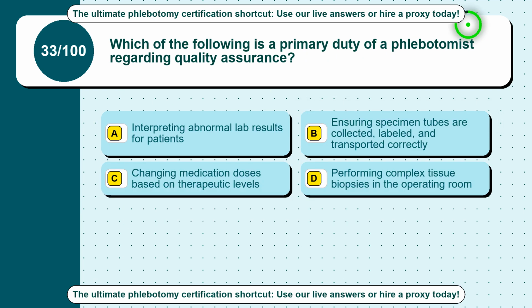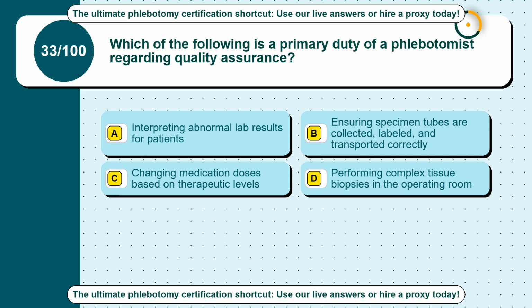Question 33. Which of the following is a primary duty of a phlebotomist regarding quality assurance? Option A, interpreting abnormal lab results for patients. Option B, ensuring specimen tubes are collected, labeled, and transported correctly.